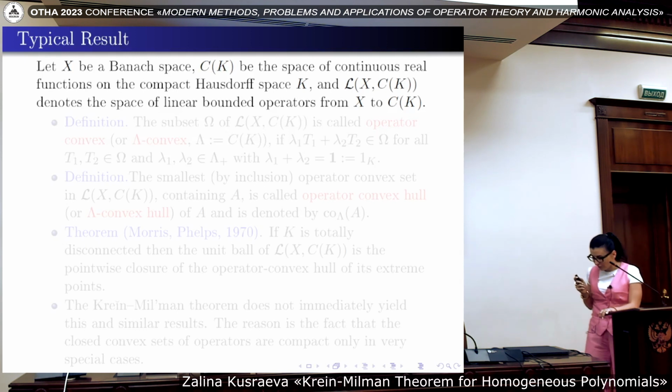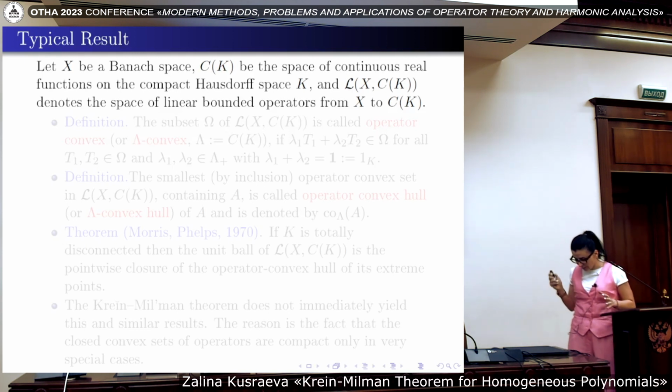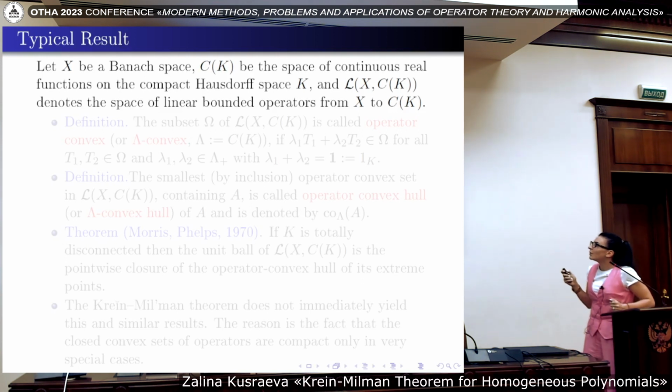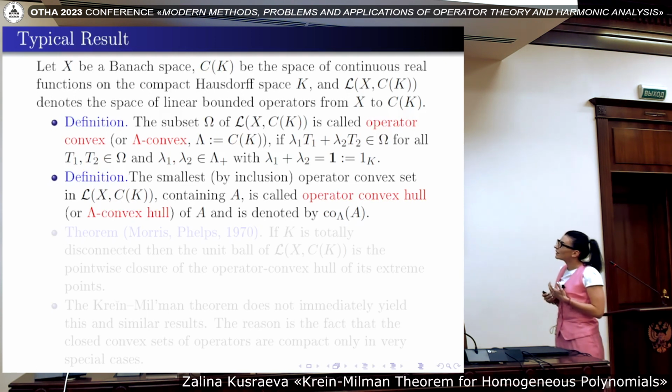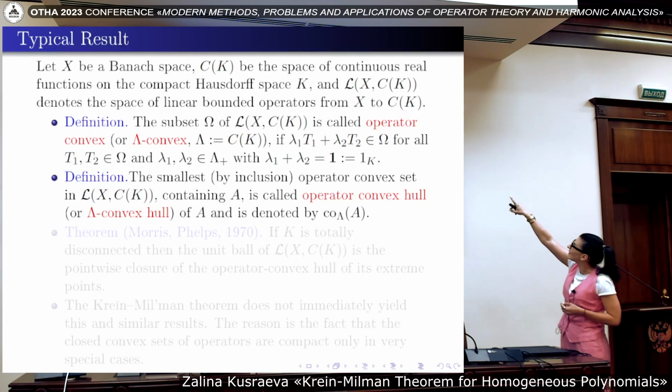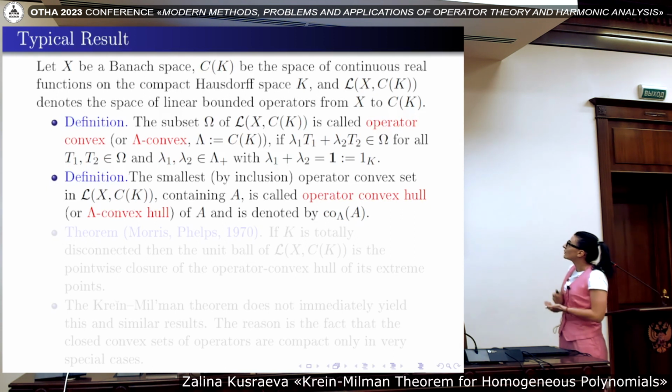Next, I think it will be very useful to announce here the typical result which was obtained in numerous works listed here and not listed. But first I will give two definitions. They are very similar to those which I gave before, but it is necessary to announce them. Okay, we work in a Banach space, and C(K) is the space of all continuous real functions on the compact Hausdorff space K. And by the symbol L(X, C(K)), we denote the space of linear bounded operators acting from X to C(K).